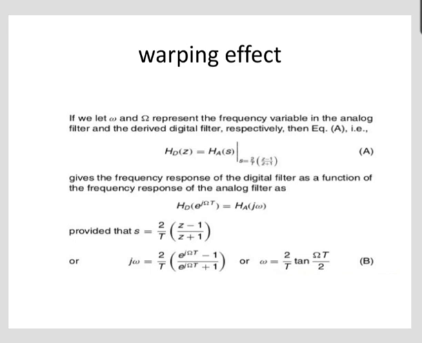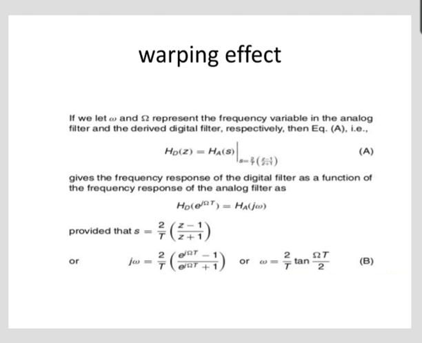If we consider omega and Omega to represent the frequency variable in the analog filter and the derived digital filter, then the equation is like this: Hd(z) equals Ha(s), where s is equal to 2 by T times (z minus 1) by (z plus 1). It gives the frequency response of a digital filter as a function of the frequency response of the analog filter.